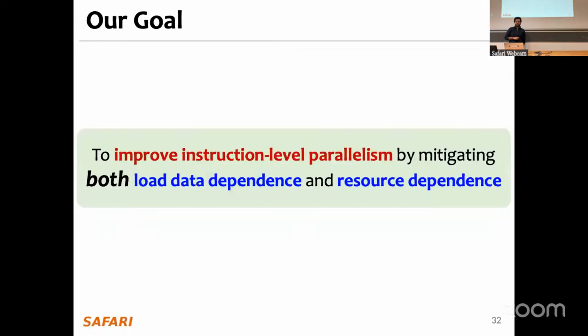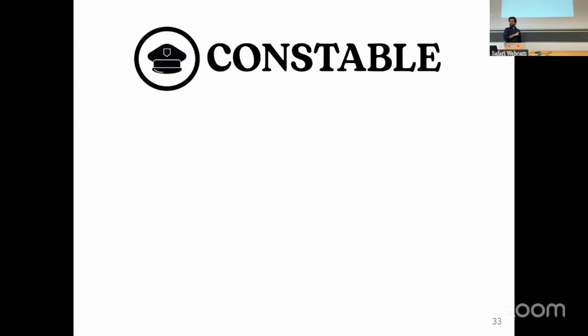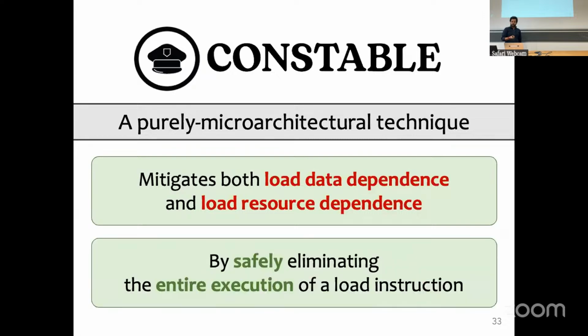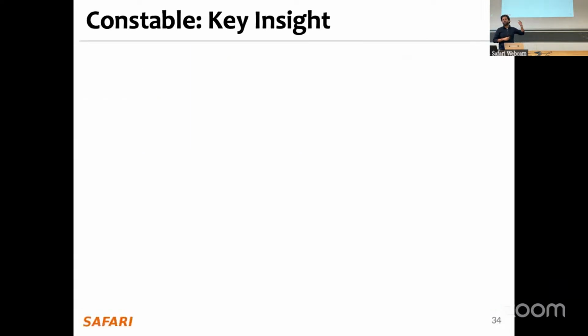So that's the goal of this work: to improve instruction level parallelism by mitigating both the data as well as resource dependence, and that's what Constable is. Constable is a purely microarchitectural technique that does both of these by safely eliminating the entire execution of a load instruction. So let me give you the broader overview of how Constable works.